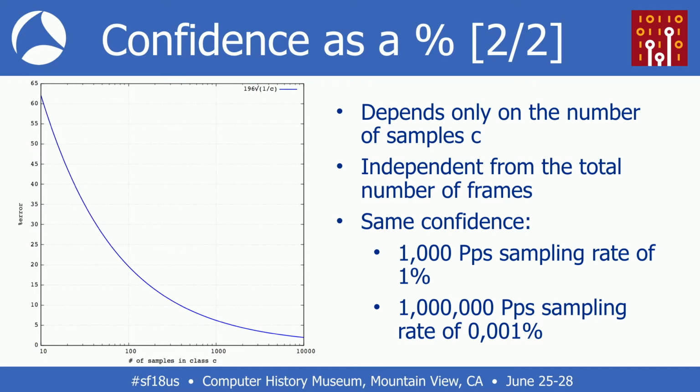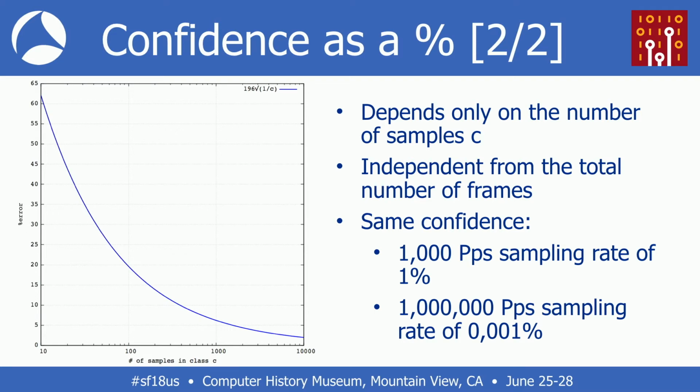Clearly, the higher the number of samples, the lower the probability of error. But the interesting thing to note here is that this function does not depend on the total number of samples. It only depends on the samples that you have in your hand. It doesn't depend on the total number of frames. It does not depend on the original 1 million bytes.